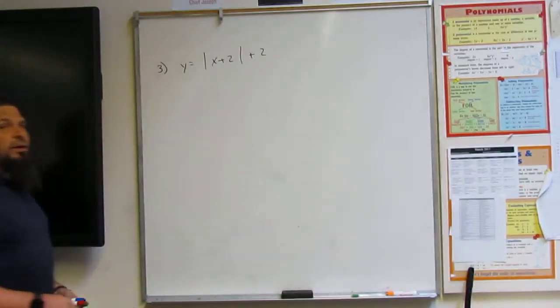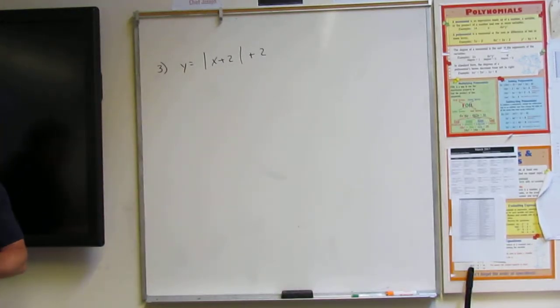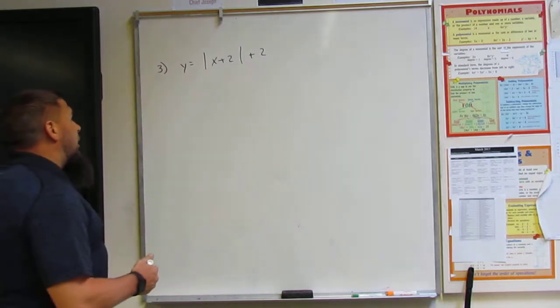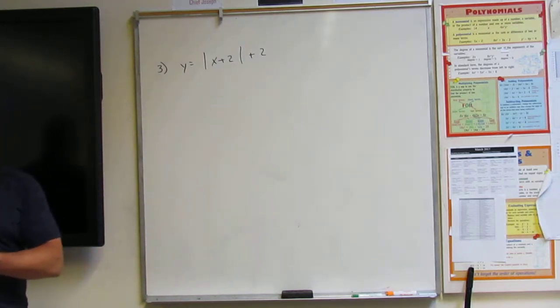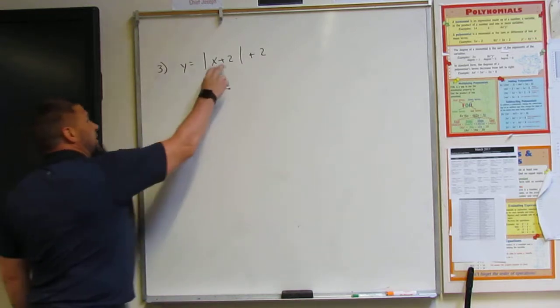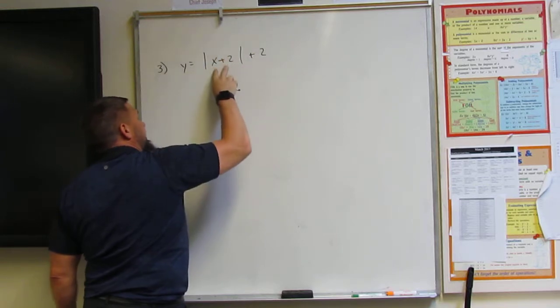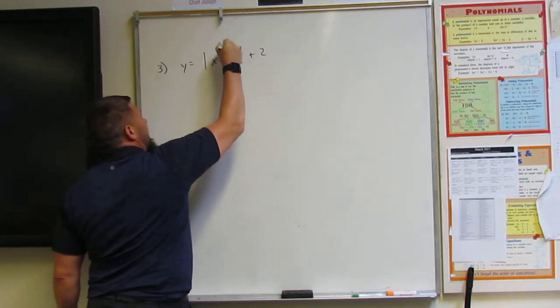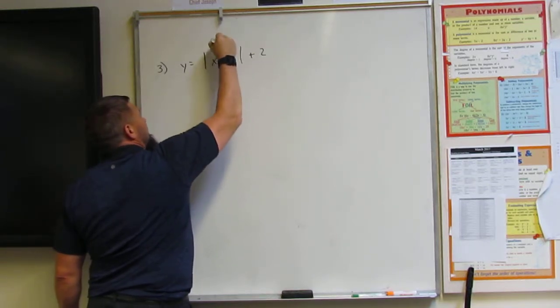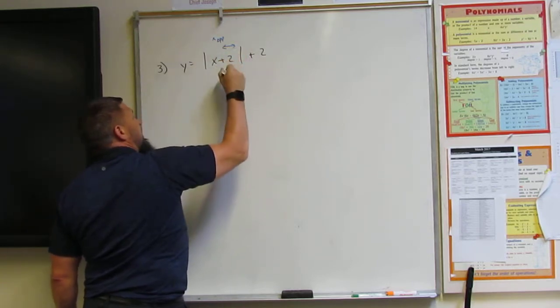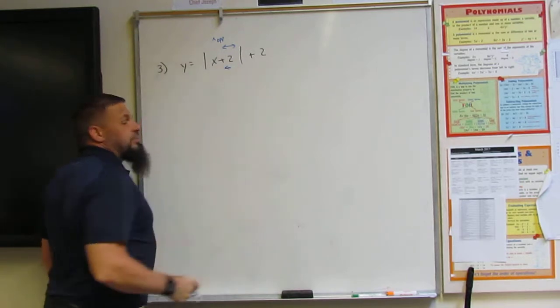We look at these graphs as shifts, right? If it's happening to the x, it's going left or right. Remember, x is to the opposite. So in this case, we're going to go left.